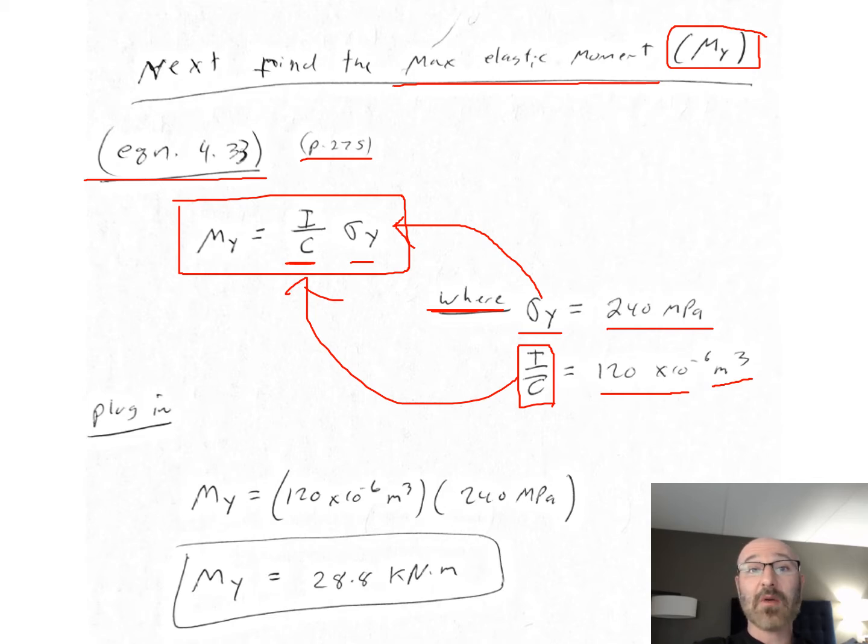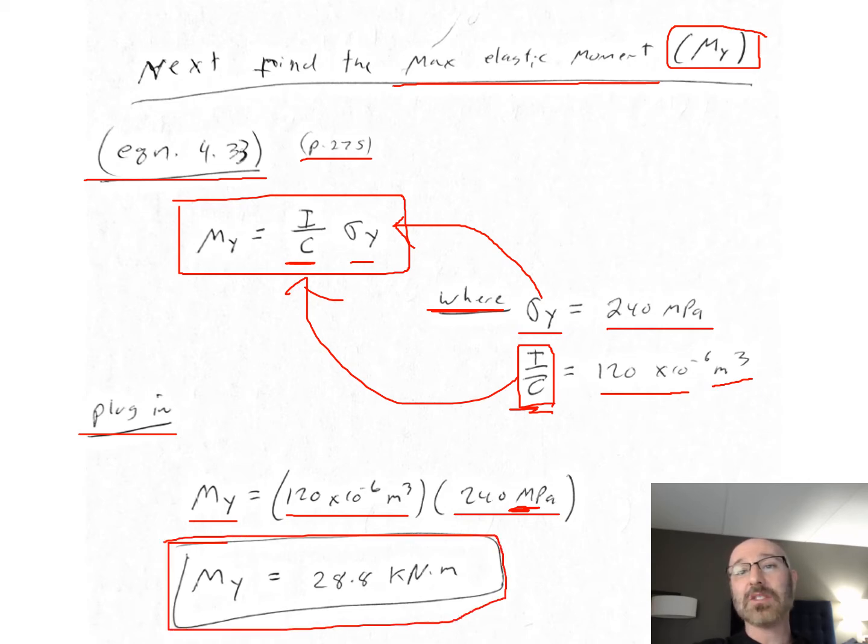And what I can see now when I plug in, I have my M sub y, or my max elastic moment, is equal to this 120 times 10 to the negative 6 meters cubed for this ratio of I over C, times 240 megapascals. Make sure we know we're in megapascals, convert to pascals if we need to there. Do our unit conversion. What we end up with is our M sub y is equal to 28.8 kilonewtons times meters. So this is our max elastic moment right there.